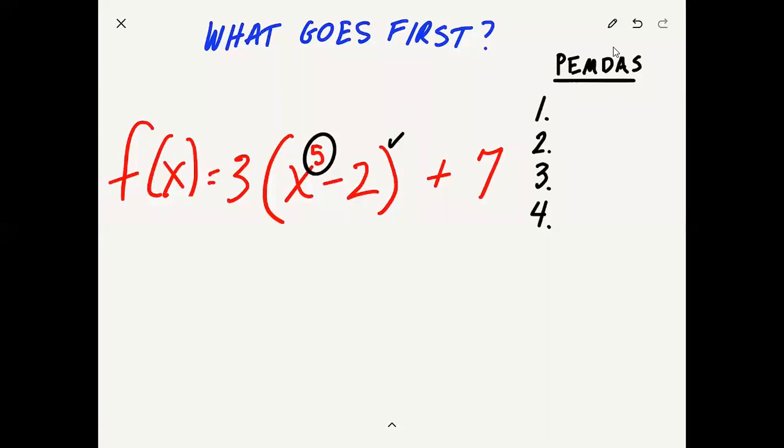And first thing we're going to do is raise it to the 5th power. So I'm just going to say raise it to the 5th power. That's my symbol to say we're raising X to the 5th power. Second thing that we're doing is subtracting 2. So I'm saying subtract 2. The third thing that we're doing is multiplying by 3. So I'd say multiply by 3. And the fourth thing that we're doing is adding 7.